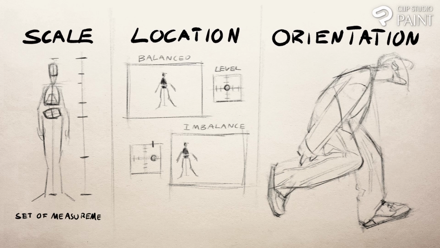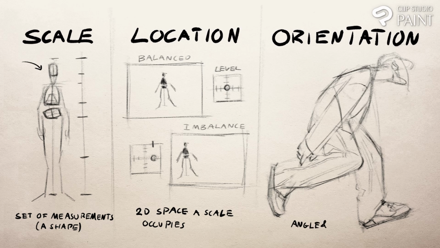So to start, we can define our three parts. A scale is a set of related measurements, or basically it's a shape. Next up is a location. Now, a location I like to define as the two-dimensional space taken up by a scale. And a pose's orientation describes the angle and direction of a scale and its parts. Let's get to know each one a little deeper, starting with a scale.